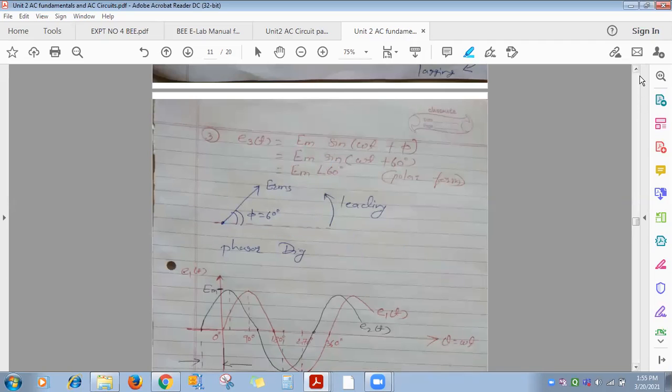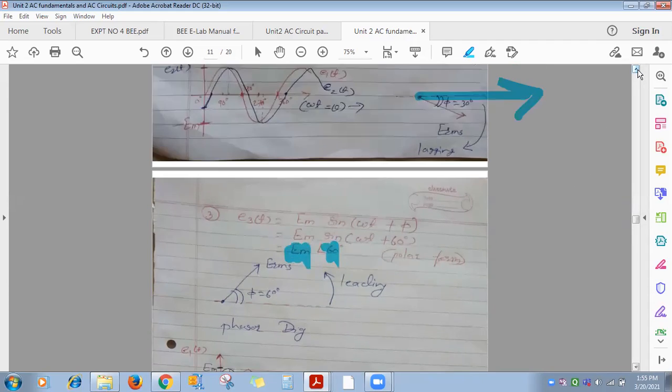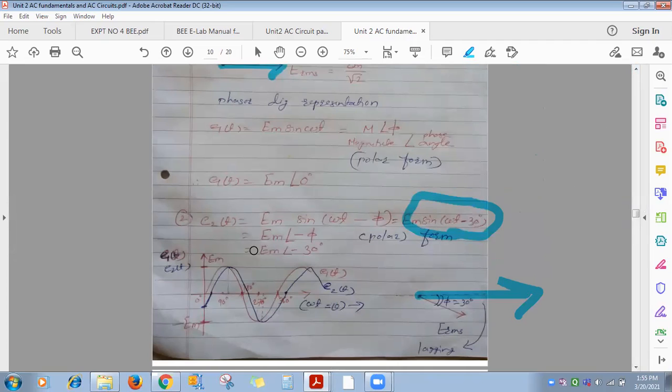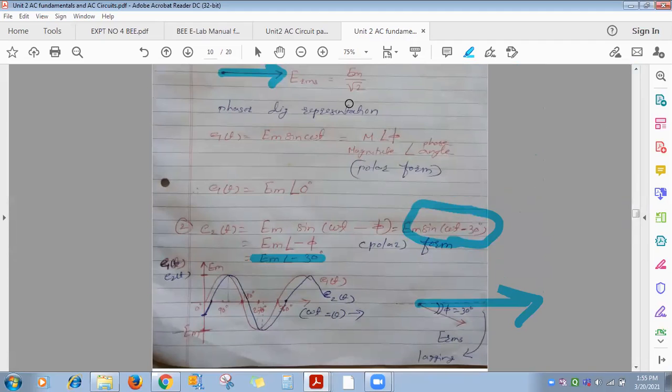And what about the polar form? Magnitude, you can consider RMS also, peak also, and angle, whatever it is. If it is plus 60 degrees, write it plus 60 degrees. Here it is minus 30 degrees, so peak value at an angle of minus 30 degrees. And in the first one, after omega t, nothing is there, that's why 0 degrees.